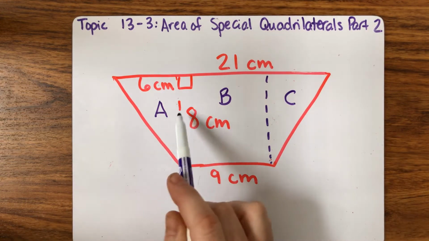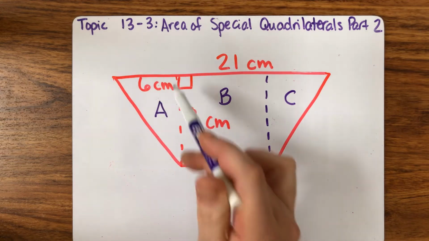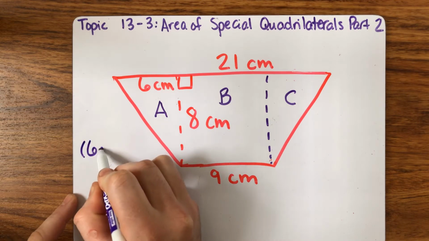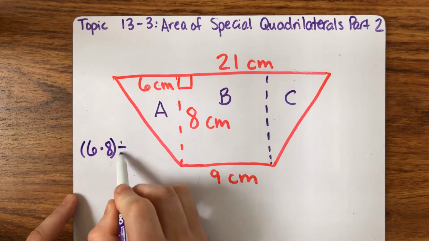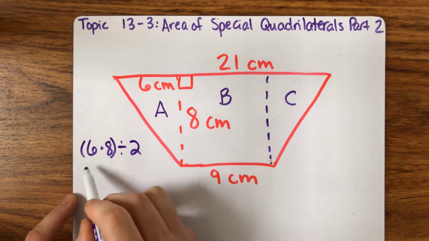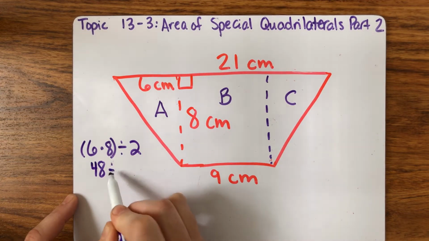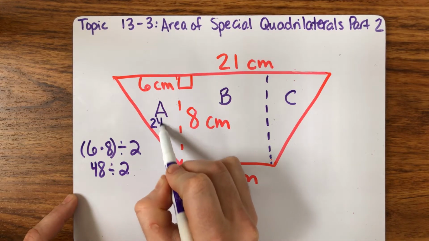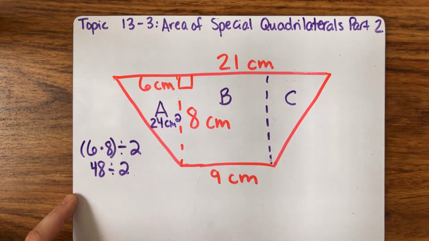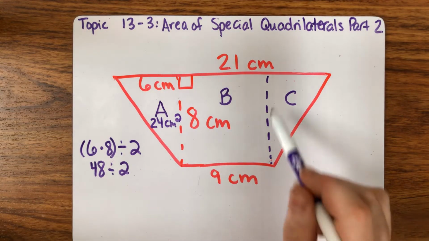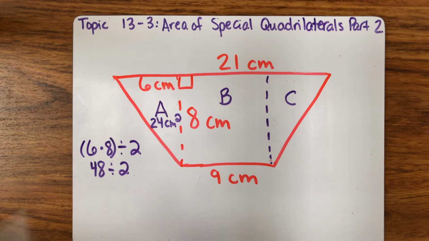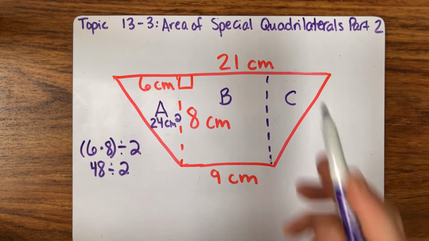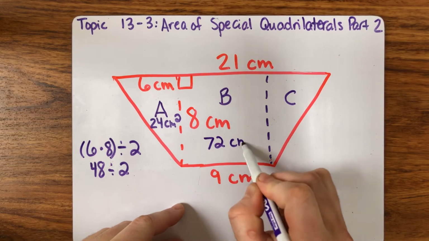Well, for triangle A, I'm given the base and the height, so I can find the area right away. It is 6 times 8, and then we have to divide by 2. So 6 times 8 is 48. 48 divided by 2, the area of triangle A is 24 centimeters squared. Okay, for rectangle B, the height is 8, the length is 9, so 8 times 9 is 72 centimeters squared.